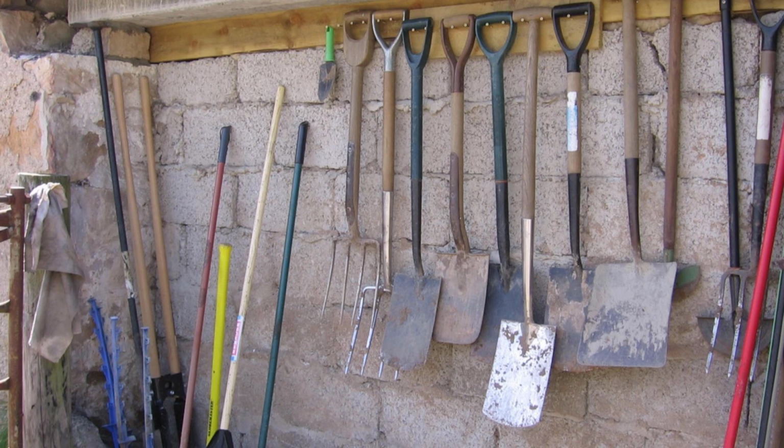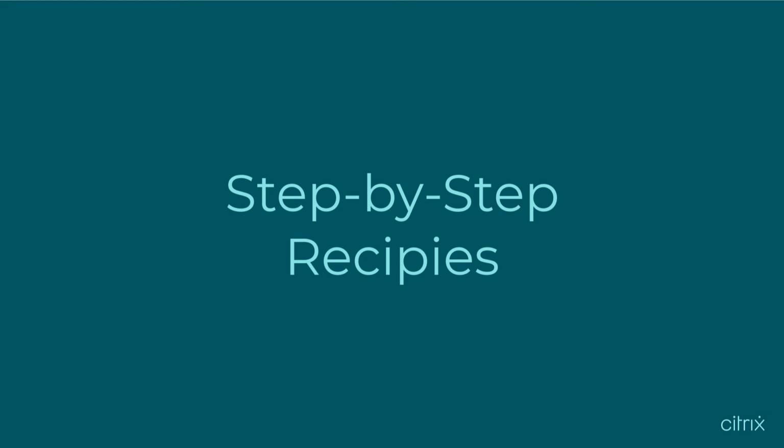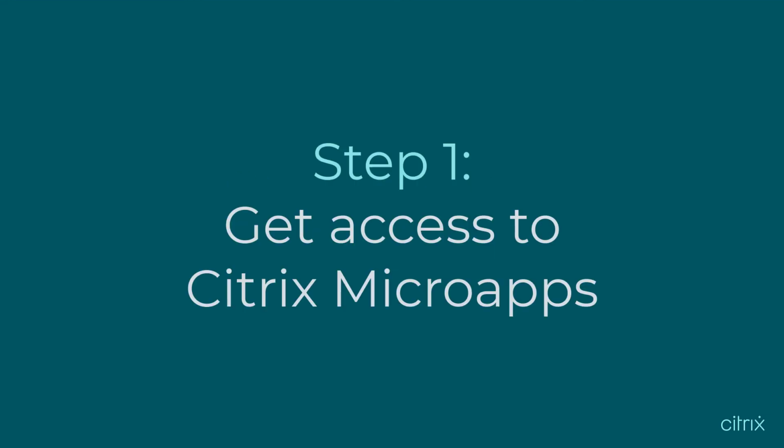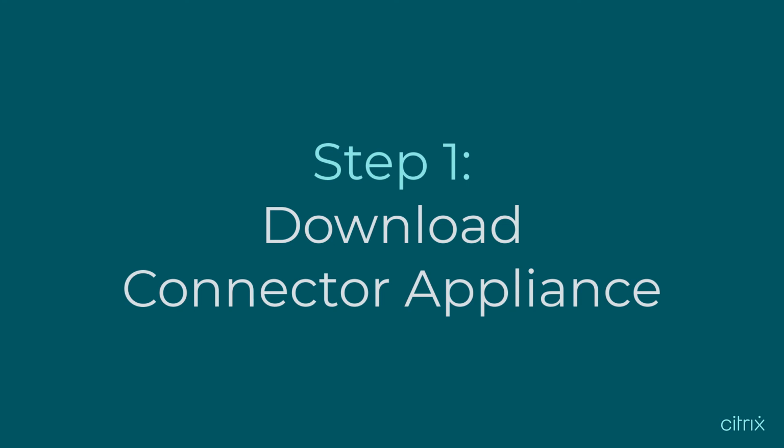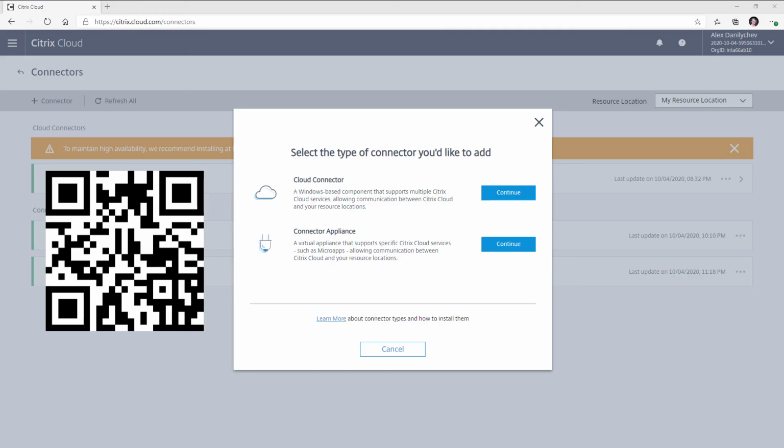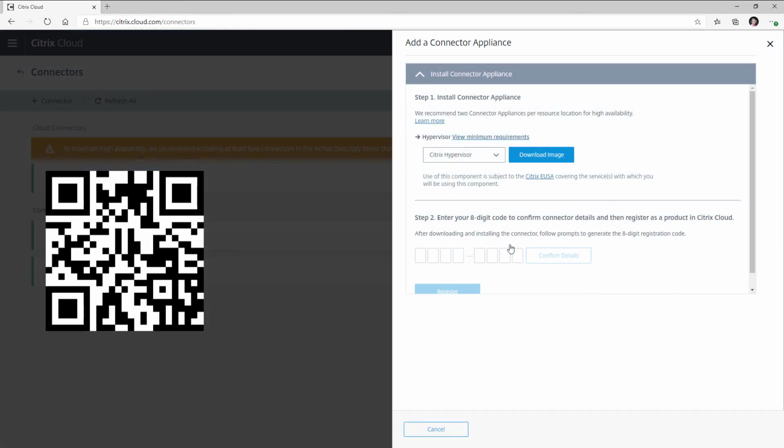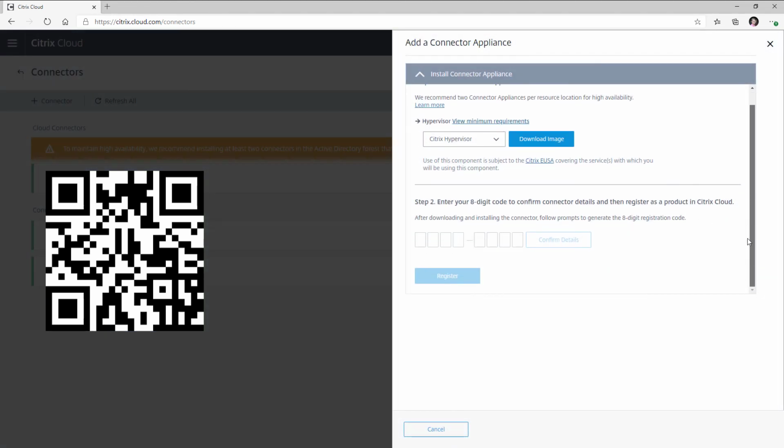Now let's take a look at a few practical considerations and recipes that I can share with you. This part will be fairly brief. Feel free to reach out to me if you have more questions, but in essence, our first step will be to get access to Microapps and download the connector appliance. Here's the QR barcode that you can scan to find out where that appliance can be downloaded. Again, the process is very quick and straightforward.